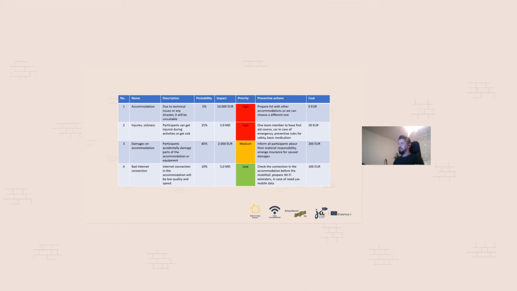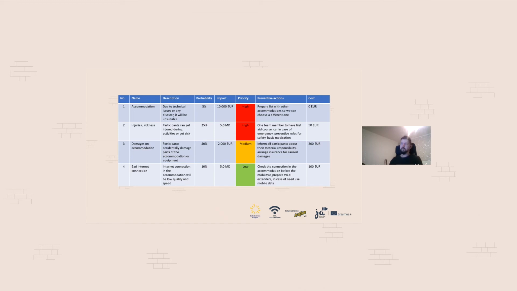So you can check the connection with the accommodation before the mobility. You may have some experience with them, you know them, so they can assure you that the internet quality is okay, or they can tell you about common places, like conference rooms, where the internet connection is okay, so you can use it there if you want to communicate, chat, call or do some research. You can sit down and work there, it's okay. You can prepare Wi-Fi extenders.